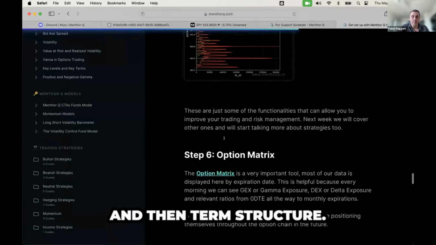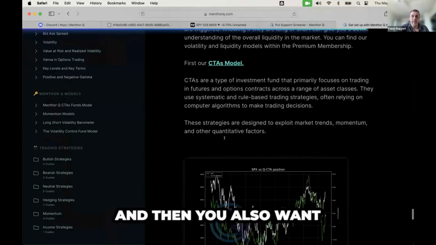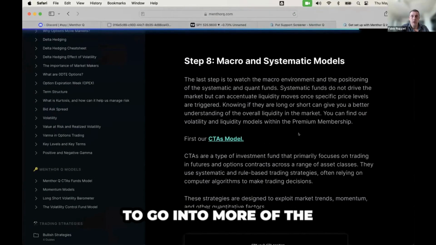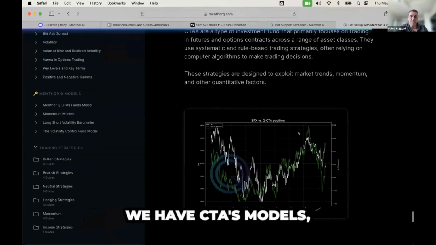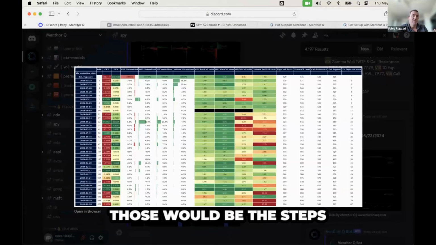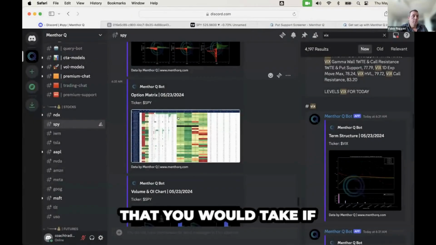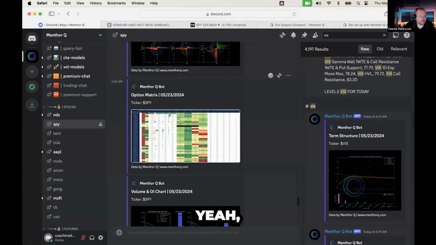And then term structure, this is a bit more complicated. And then you also want to go into more of the systematic models. So you want to follow the liquidity. We have CTS models. Again, we have more documentation, but essentially, those would be the steps that you would take if you study with us, and you look at an asset and you start using the models. Yeah, that's a good point.